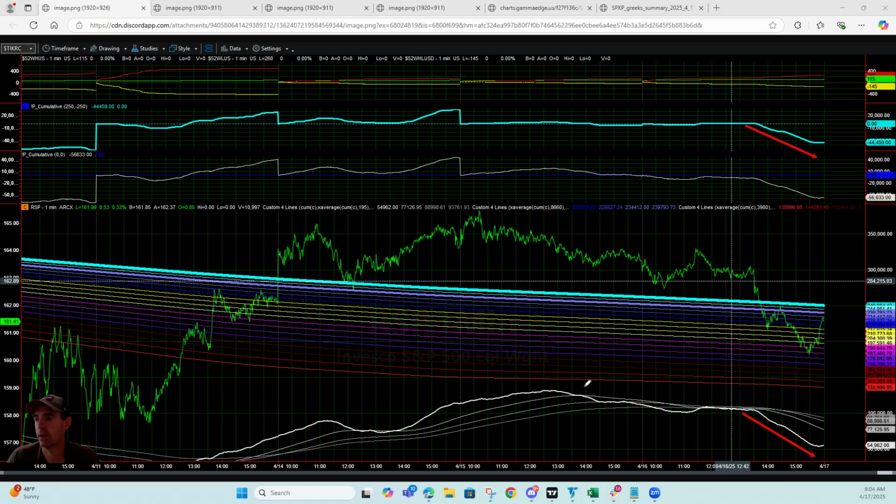Again, we reference the bolded white line here. This is our cumulative tick. This is aggregated, again, buying versus selling intraday. This is our key indicator to watch for momentum and trend in the overall market and who is winning the battle of buying versus selling.